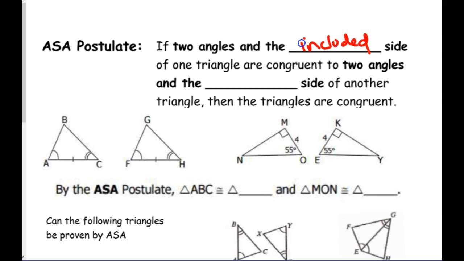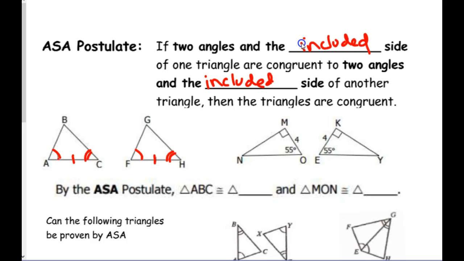of one triangle are congruent to two angles and the included side of another triangle, then the triangles are congruent. So this time we have two congruent angles with arcs, and there's a tick mark and congruent side between them. So check this out. Angle A, angle F, those are congruent angles. Angle C, angle H, those are congruent angles. And between them is a congruent side. Okay? So if you follow along the edge, that's how you can tell what these are.